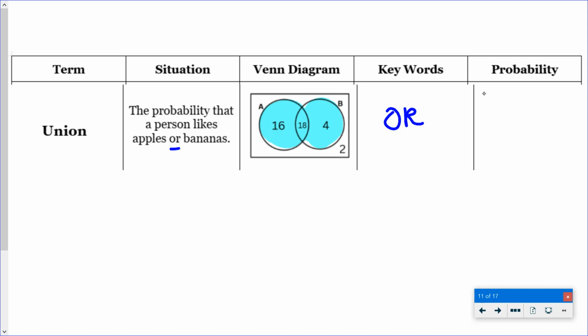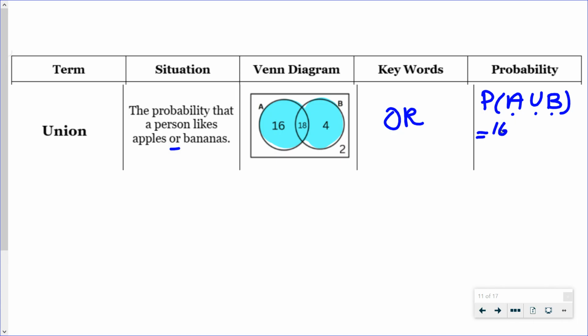When I write the probability, I have a special symbol. I use A, and then a U, not an upside down U, a U, and a B. So this means the probability of A unioned with B, or A or B, which is equal to 16 plus 18 plus 4, so taking all the probabilities of the sections we've shaded in, over 40, which is equal to 38 over 40.